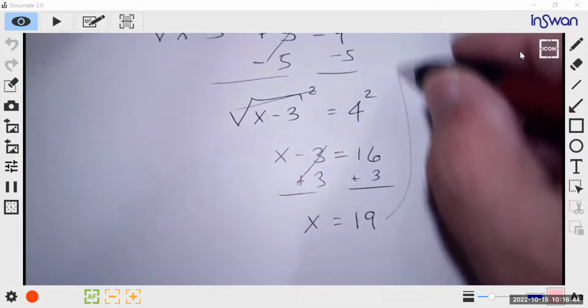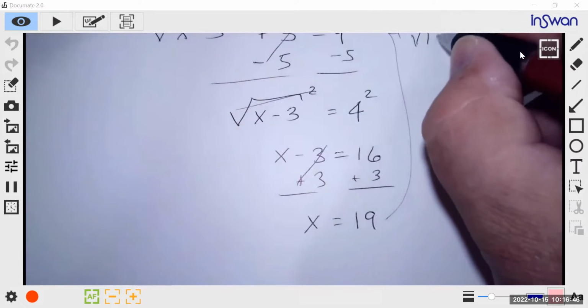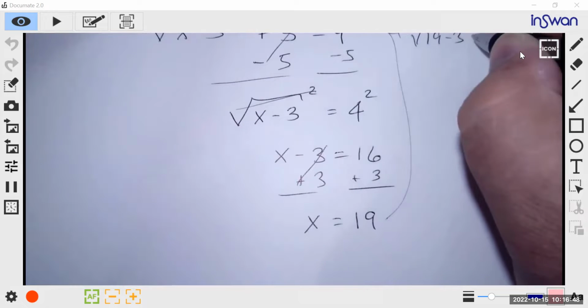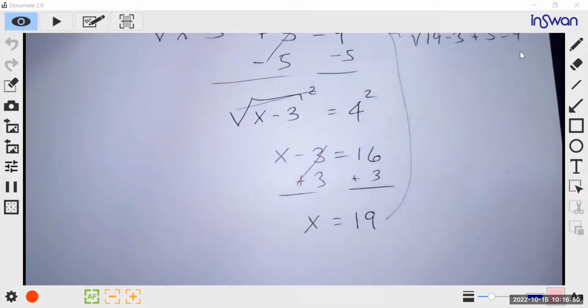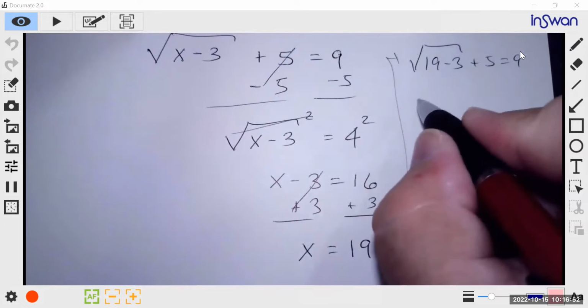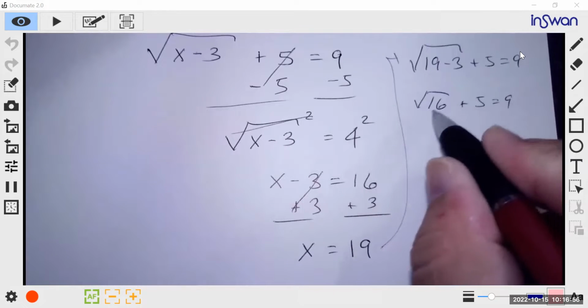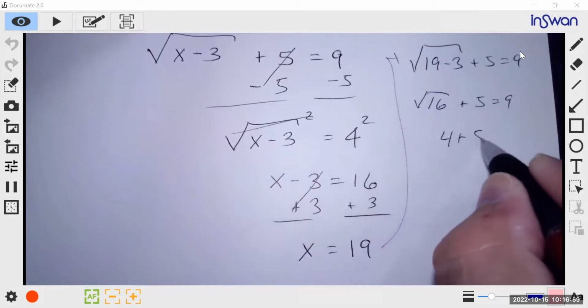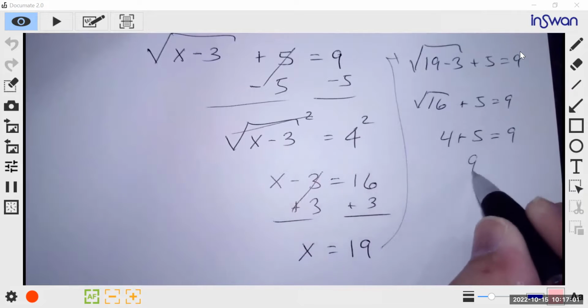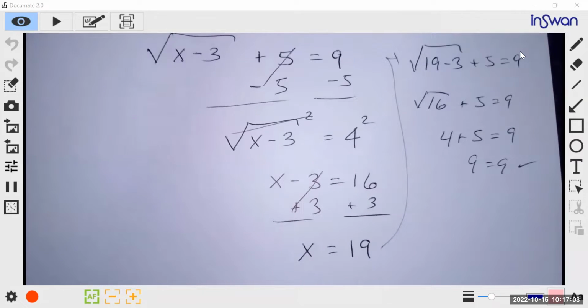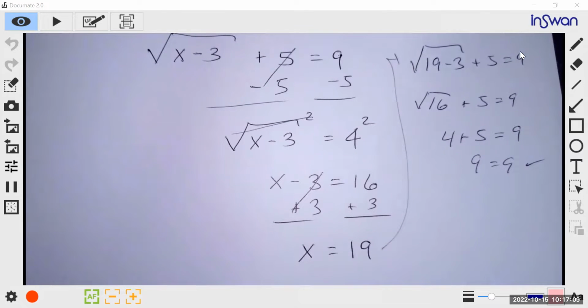Again, if we check it, we have square root of 19 minus 3 plus 5 equals 9. 19 minus 3 is 16. Square root of 16 is 4. 4 plus 5 is 9. There. So far, so good?